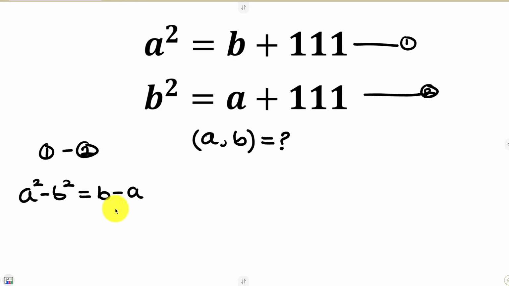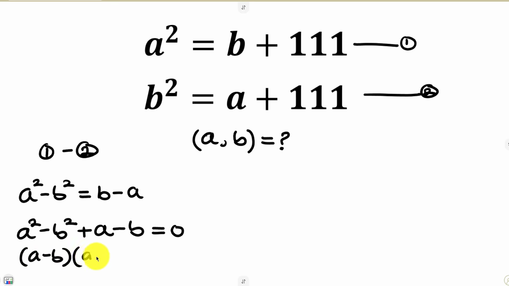Now let's move everything to one side. So we have a squared minus b squared. When I move negative a to the left, it becomes positive a. When I move b to the left, it becomes negative b. And this is equal to 0. Good. Now we know that this is a difference of two squares, which can be written as a minus b times a plus b. Good. And then plus, I can put this in parentheses, a minus b, and this is equal to 0.